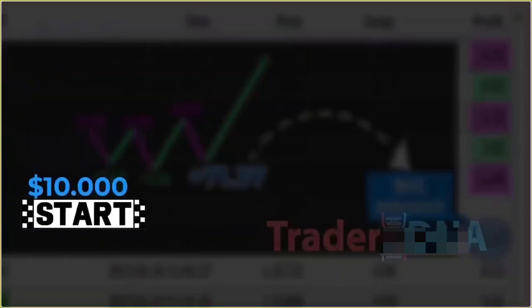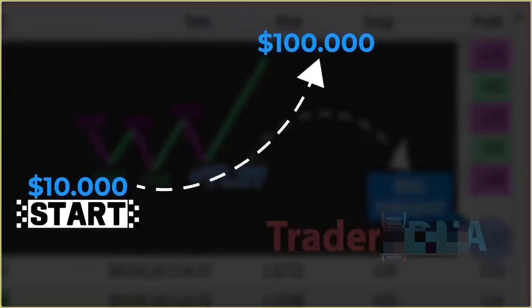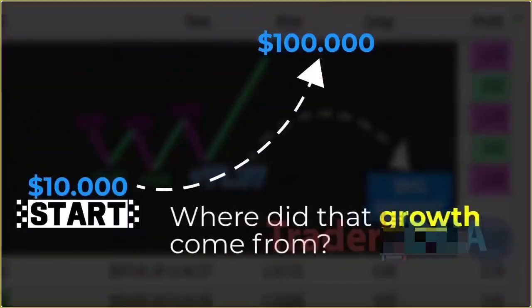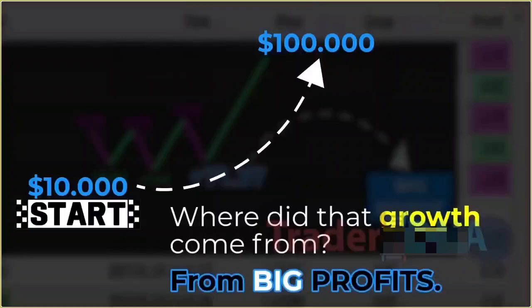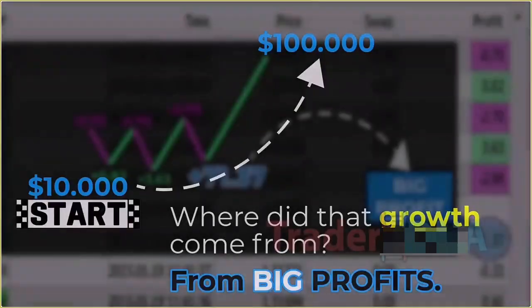Let's say you start with $10,000 and you grow it to $100,000. Where did that growth come from? Not from small trades, from big profits. So your target needs to be clear. Every week or every month, you need to capture at least one big trade. That's what grows your account. Meanwhile, small profits and small losses, just let them happen. They are part of the system.